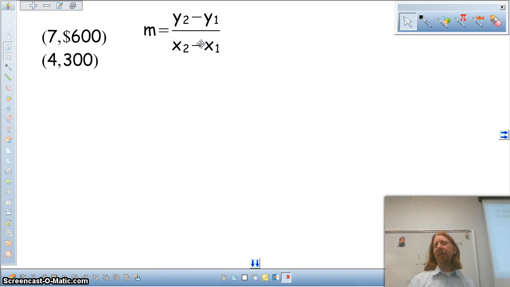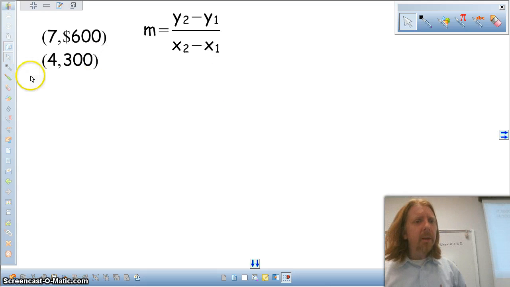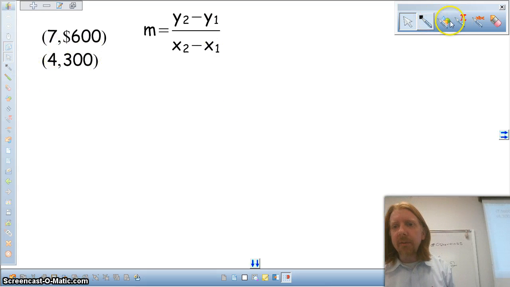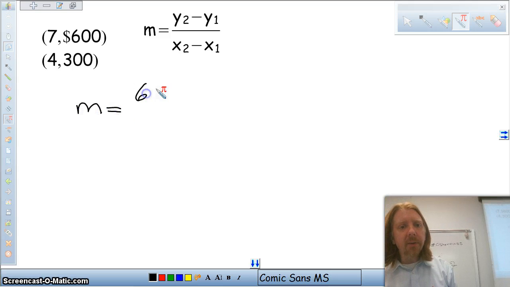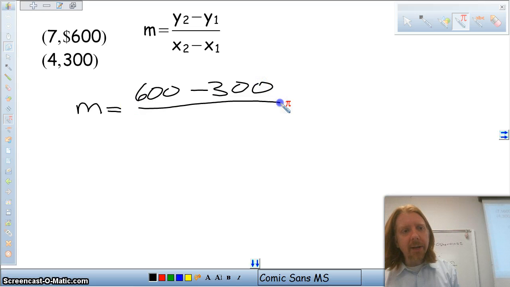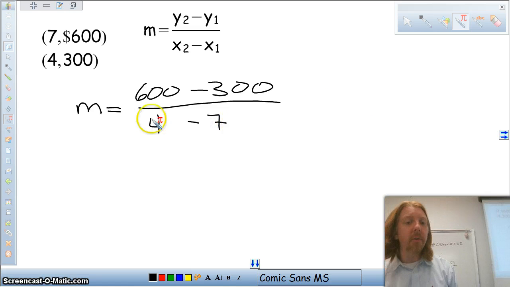This is what everybody gets an hourly too. So let's see what we get. Let's put these into the formula and see what happens. My rate is going to be 600 minus 300 divided by 4, sorry, 4 minus 7.